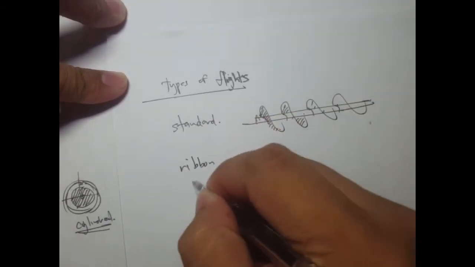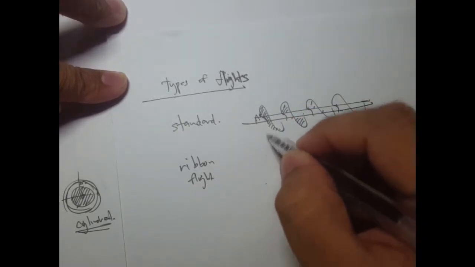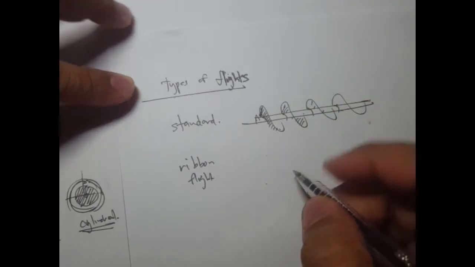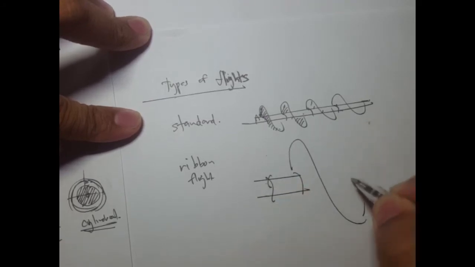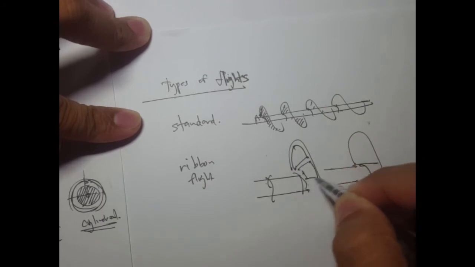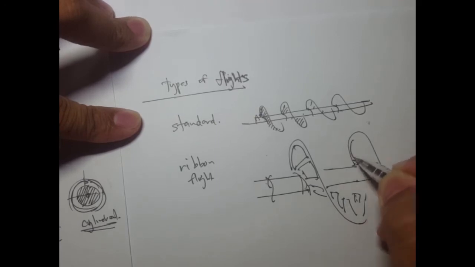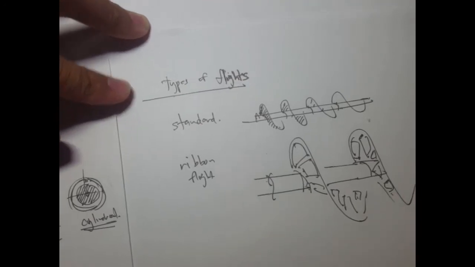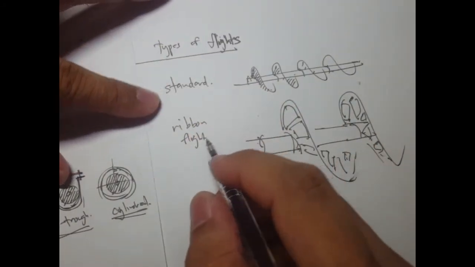When we say ribbon flight, the helix actually has some cut portion. Probably something like this. So it has some designs along the flight, and that's what we call the ribbon flight.